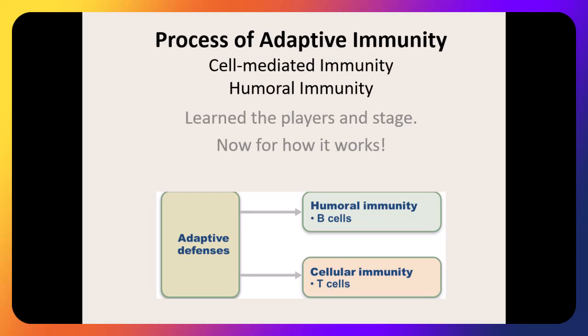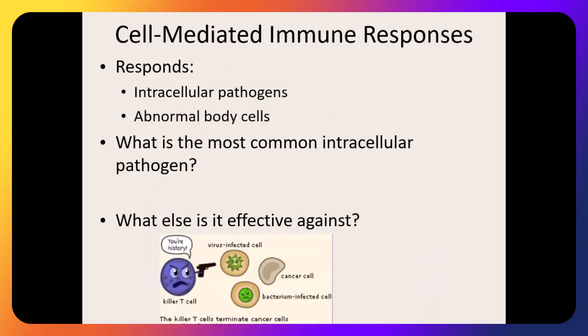Now, the cell-mediated branch, we kind of have our basic three types of cells. Some of this I've already reviewed, but the cell-mediated branch really targets intracellular pathogens and abnormal body cells. And when I talk abnormal body cells, I'm talking cancerous cells. Your cell-mediated branch is meant to target that. The most common intracellular pathogen, I already said it, what is it? Viruses are the most common intracellular pathogen. Viral infections are a whole lot more common than cancer, thank goodness.